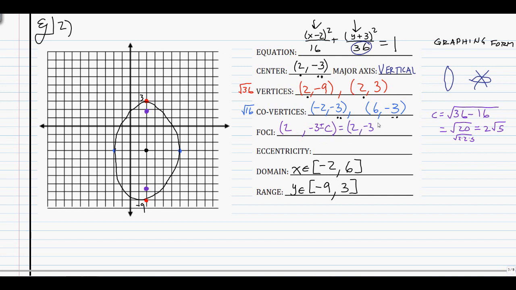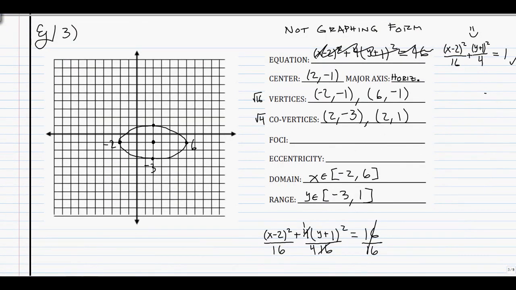It's going to be 2, comma, negative 3 plus or minus 2 root 5. And there are my foci for example 2. And again, if we were to simplify and write out about what c is, we'd find that those are about the right points that I just plotted. So, example 2 done, let's do example 3.